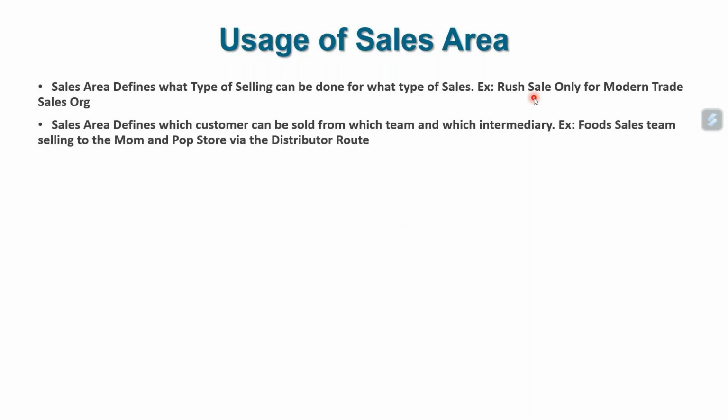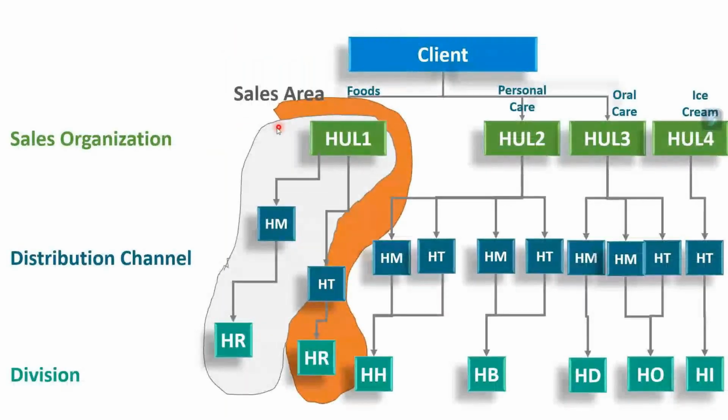It also defines which customer can be sold from which team and which intermediary. For example, the food sales team selling to the mom and pop store via the distributor route. So which sales area will serve a customer is also defined. Sales area is the most important concept of sales and distribution. Your customer is at sales area level, your material is at sales area level. So you have to define which of these are going to serve a customer.